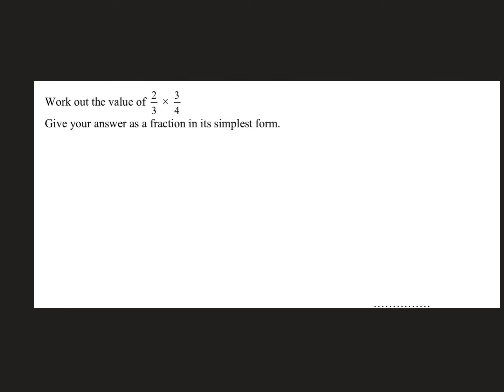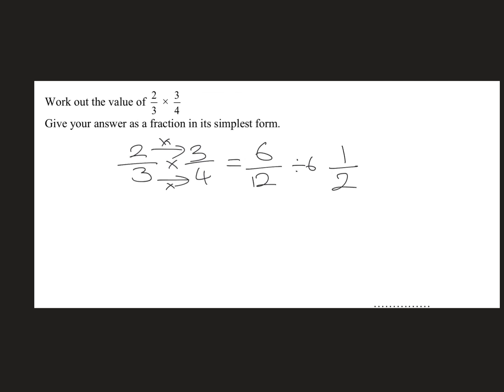Okay, another exam question again. If you want to pause the video and try this yourself first, you can. So we're doing 2/3 times by 3/4. Multiply across the top, multiply across the bottom. So 2 times by 3 is 6, 3 times by 4 is 12, and that both divides by 6, so 6 into 6 goes once, 6 into 12 goes twice, so your simplified version is a half, 1 over 2.